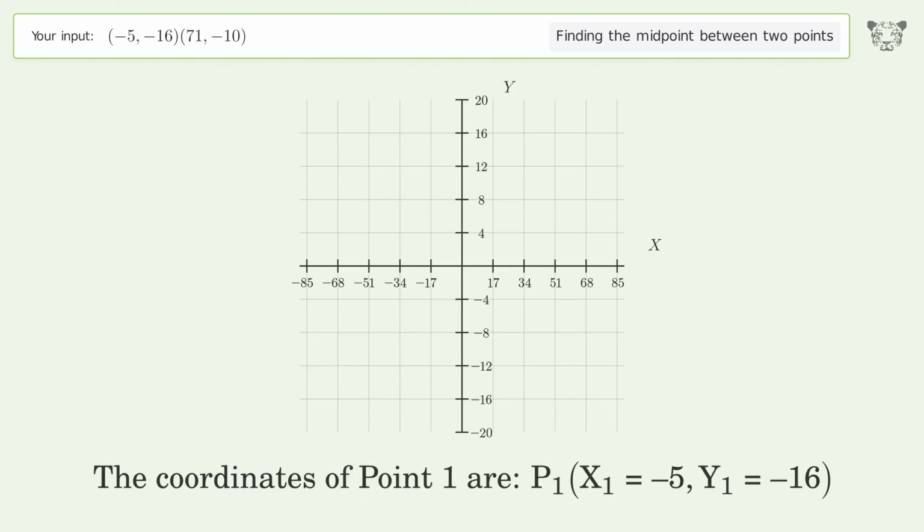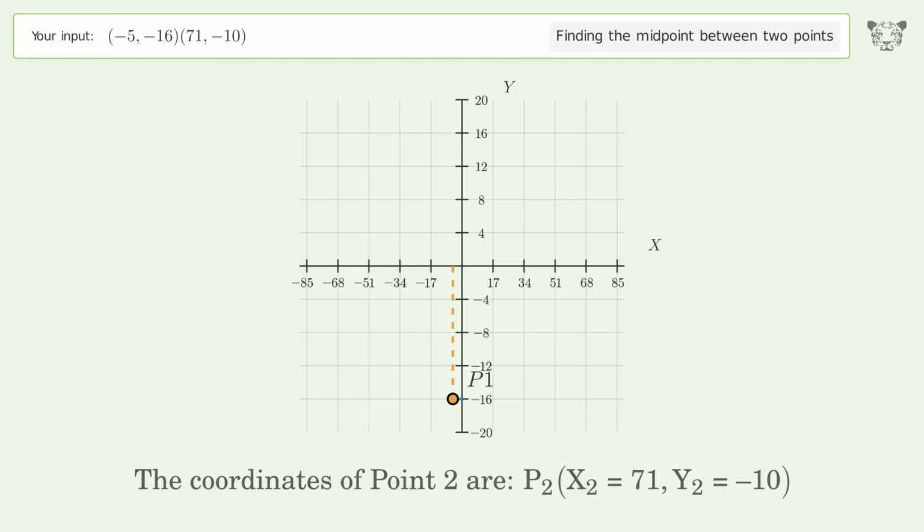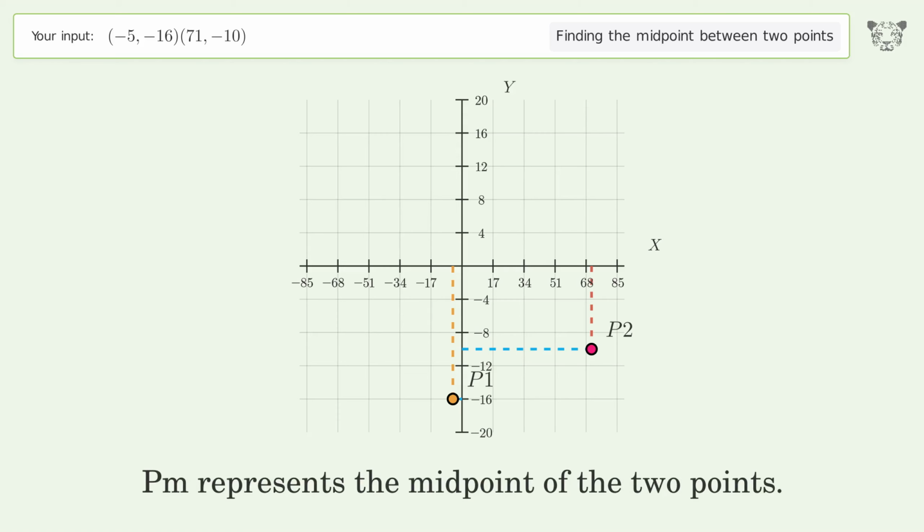The coordinates of point 1 are x1 equals -5, y1 equals -16. The coordinates of point 2 are x2 equals 71, y2 equals -10. PM represents the midpoint of the 2 points.